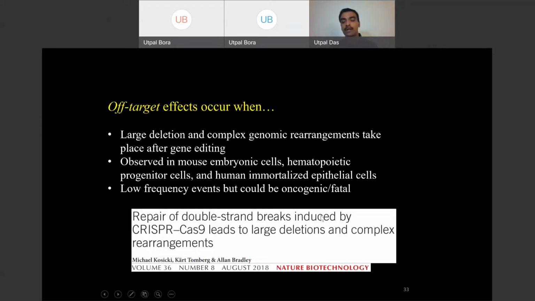This is just the paper, they see this kind of large deletion and complex rearrangement, and that usually happens when your target cells are embryonic cells or hematopoietic stem cells or even human immortalized epithelial cells. These are low frequency events. It's not that frequent, but it is significant. It can create problems for your experiment or future application of all your gene edited cells. So these are the different reasons why we see an off-target effect.